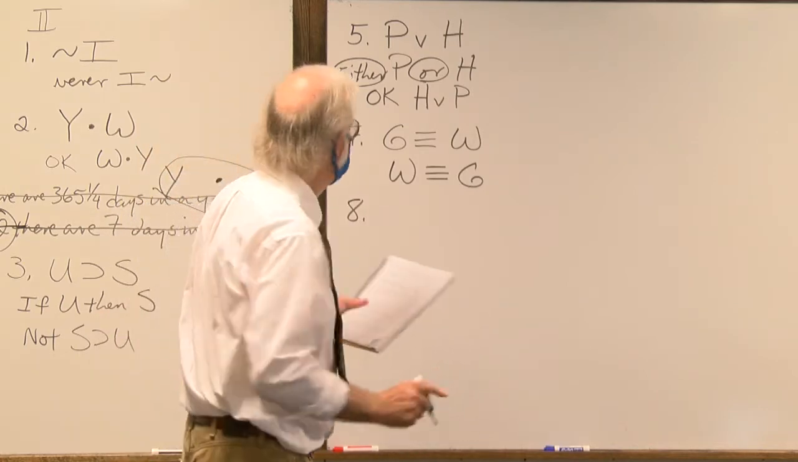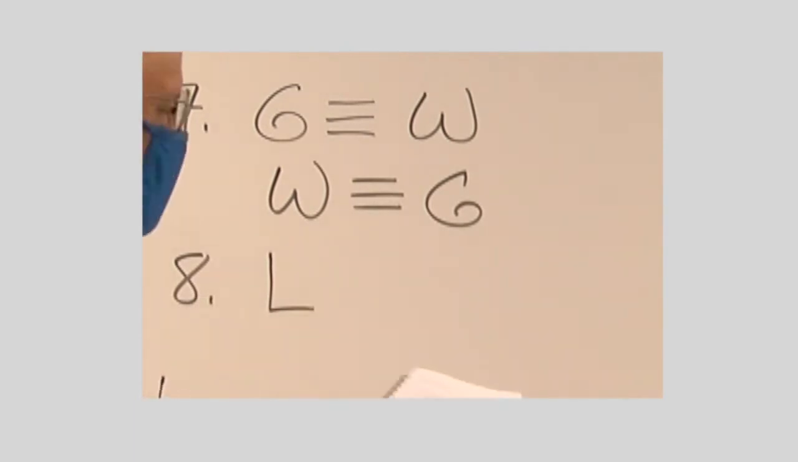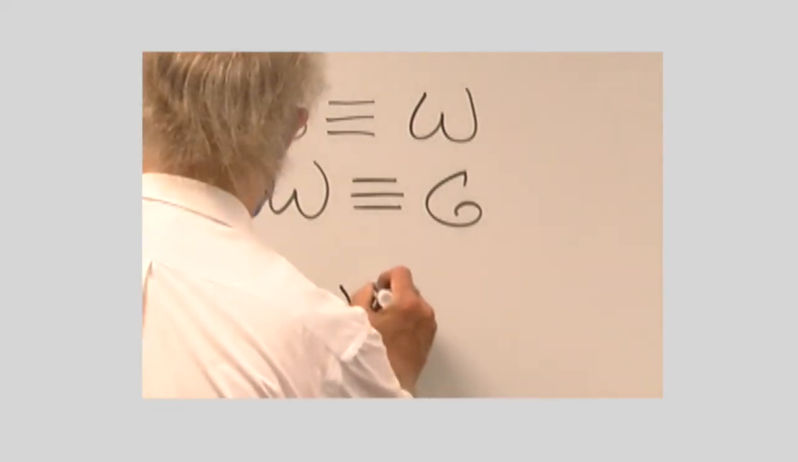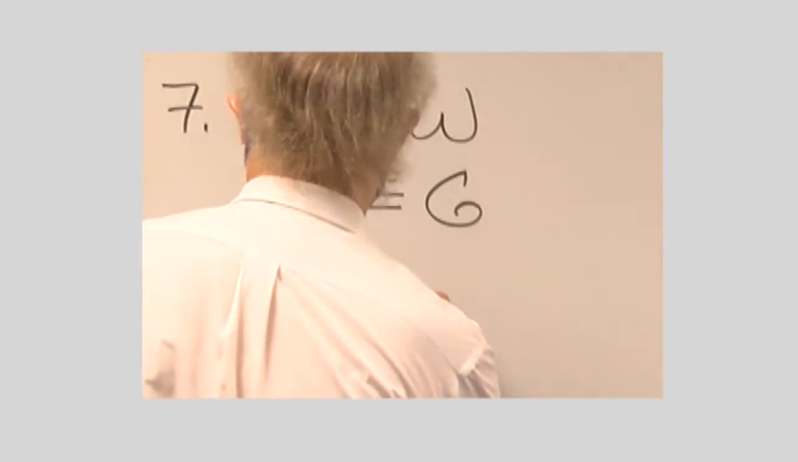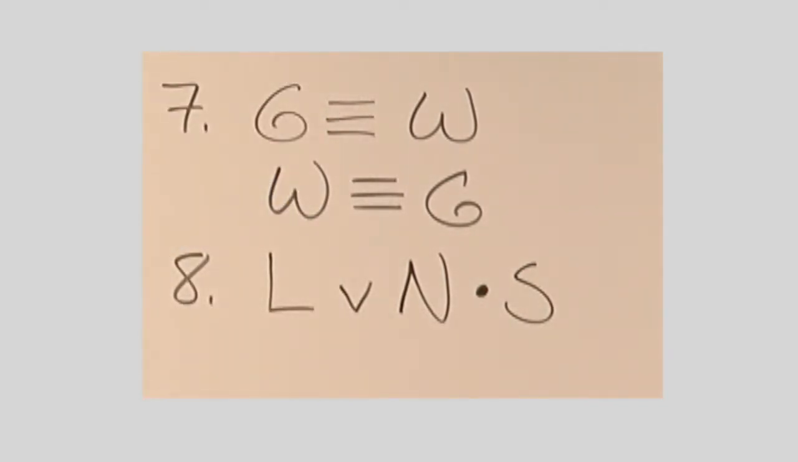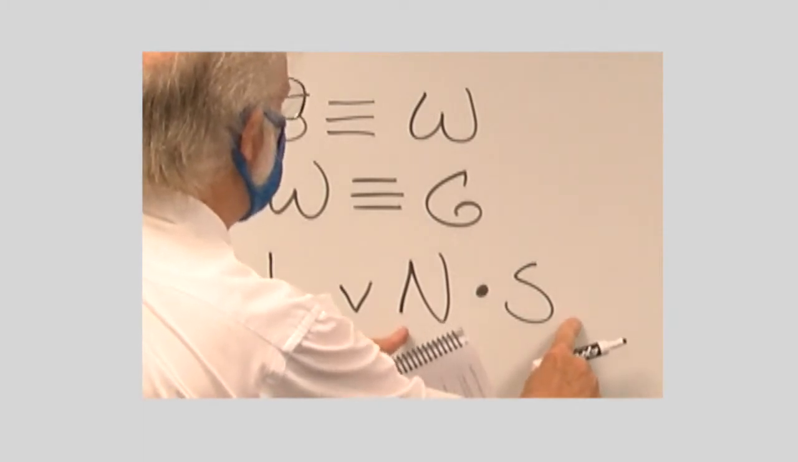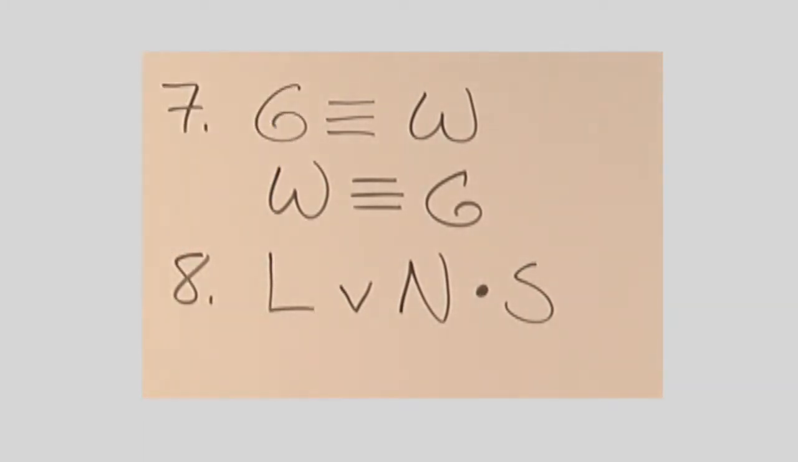Well, I think that you can see that the order of the letters and the connectives would be L, wedge, N, dot, S. But that's not a well-formed formula because we don't have one main connective. So we've got to have a set of parentheses to give this one main connective. But where do we put the parens? Would they be here, or would they be around the N and the S?